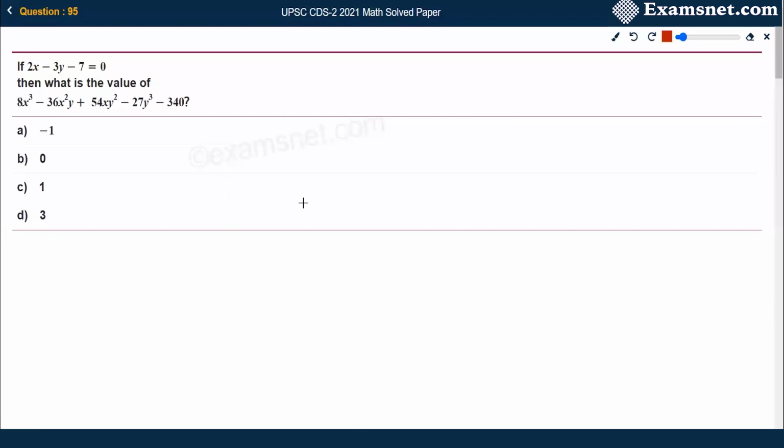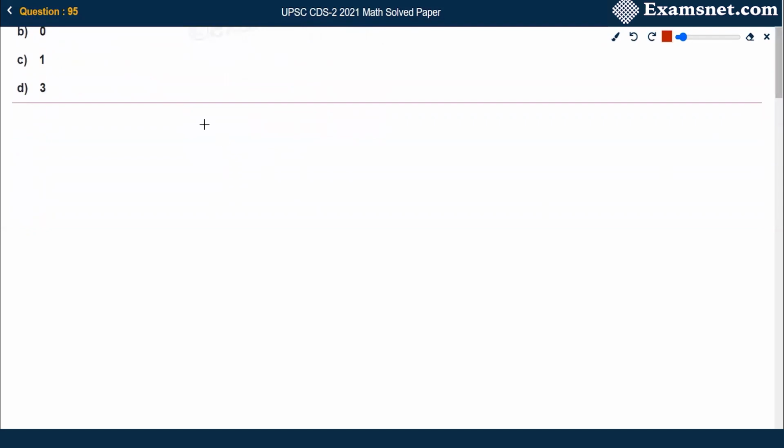In question number 95, it is given that 2x minus 3y minus 7 equals 0, then what is the value of this given polynomial? So first of all, write what we are given: 2x minus 3y minus 7 equals 0. We can take 7 to the other side. It will be 2x minus 3y equals 7. Now we can cube both sides.